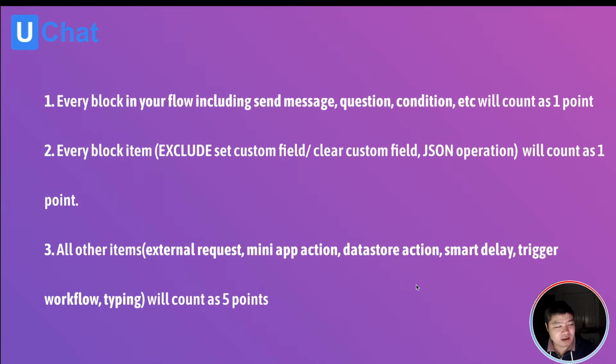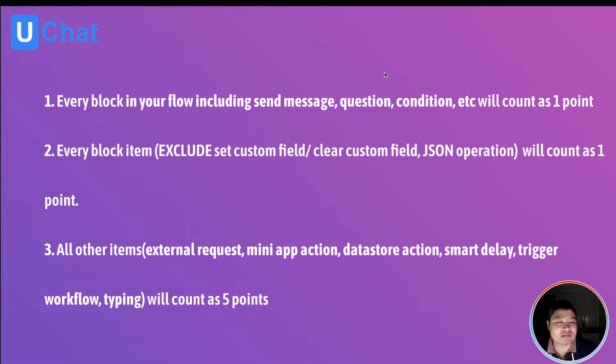And next is how we count these points. To put it simply, every block, whether it's a send message or a question or a condition or a split or a send email action, every block you see in the flow builder counts as 1 point. Okay, and each atom inside of that block, you can think of it this way: everything that is calculated inside of UChat is 1 point. For example, add the tags, remove the tags.